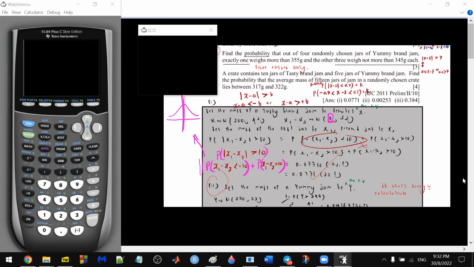Actually, now I didn't check this. Let me check first. What is the variance? How come you have a 32 there? 16 minus 6. Okay, yeah, correct. Okay, good.